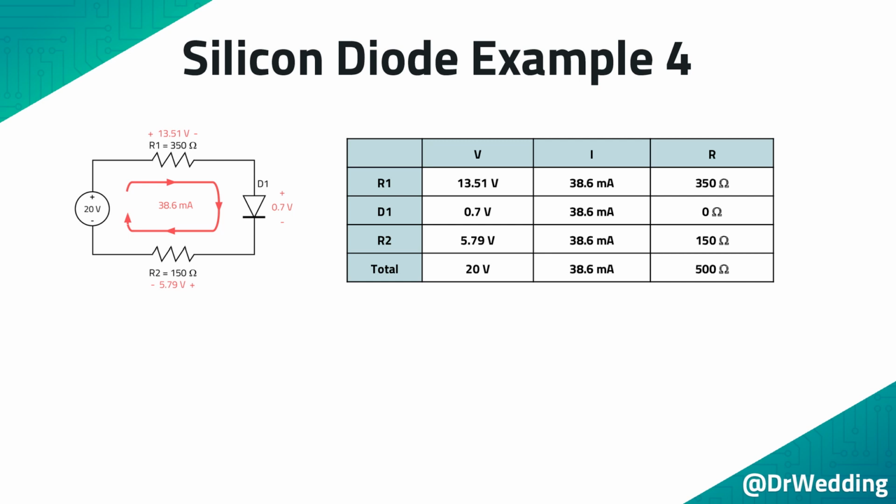Example 3 and Example 4 are the same, except that the power supply voltage increased. Even though the supply voltage increased, the voltage drop across the diode remained the same in both examples because the voltage drop across a diode is constant. I hope this video helps you understand how a diode works and how it changes a series circuit.